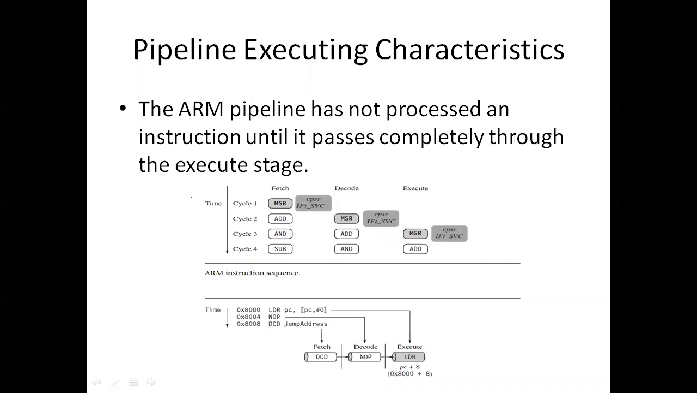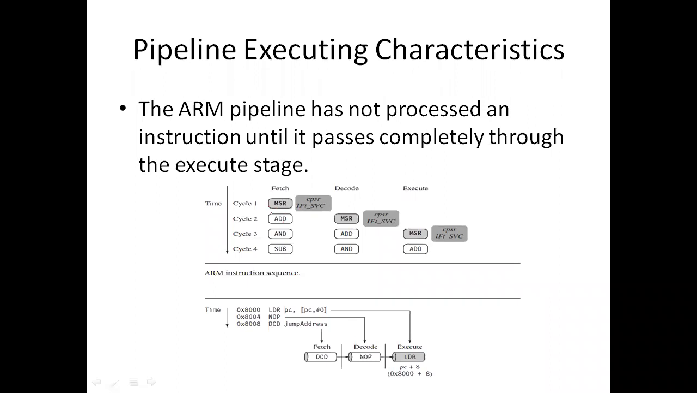So, pipeline execution characteristics. The pipeline has not processed an instruction until it passes completely through the execute stage. In order to complete execution of any ARM instruction, the instruction has to pass through all the pipeline stages. Only then will instruction execution be completed. You can see in this table there are ARM instructions: MSR, add, and subtract.